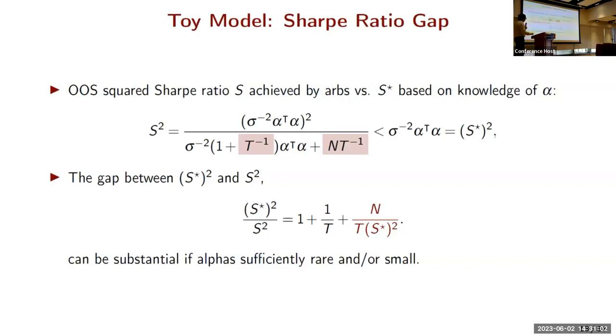In reality, we know N or T can be anything. It can be anywhere from 0 to infinity. As a result, the ratio between the two Sharpe ratios is going to look like that.